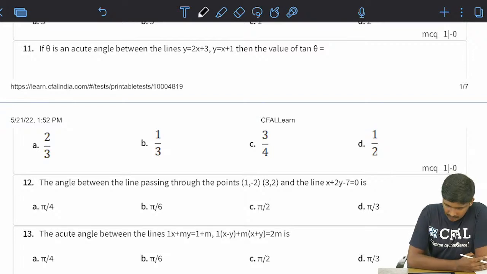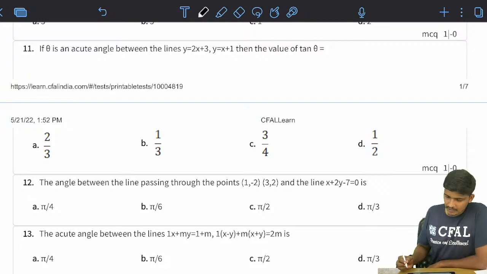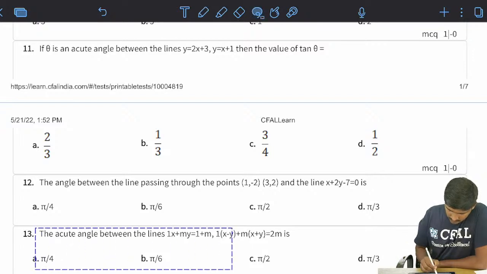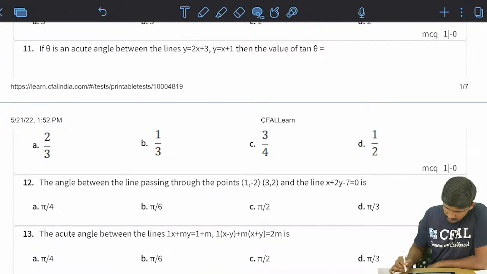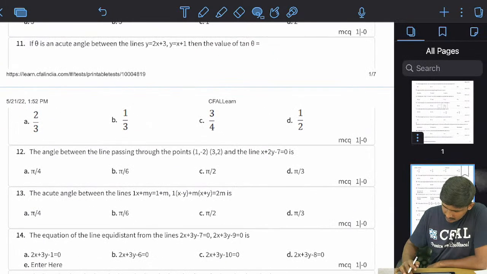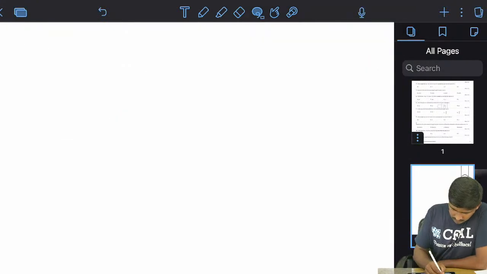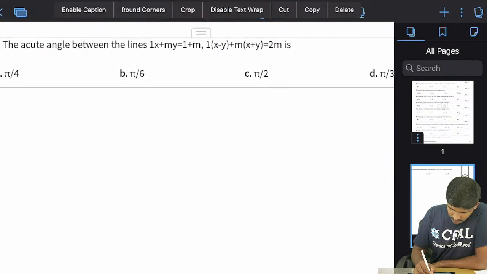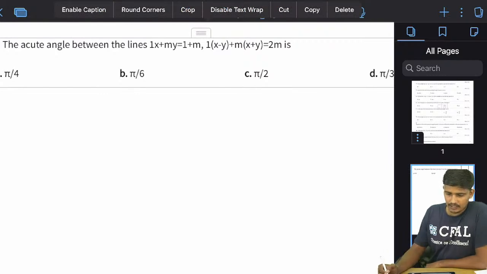The acute angle between the lines x plus my is equal to 1 plus m and x minus y plus m into x plus y is equal to 2m is dash. So let me copy this question and paste it. The acute angle between the lines x plus my is equal to 1 plus m as well as x minus y plus m into x plus y is equal to 2m is dash. So let's look into it. How can we do this problem?